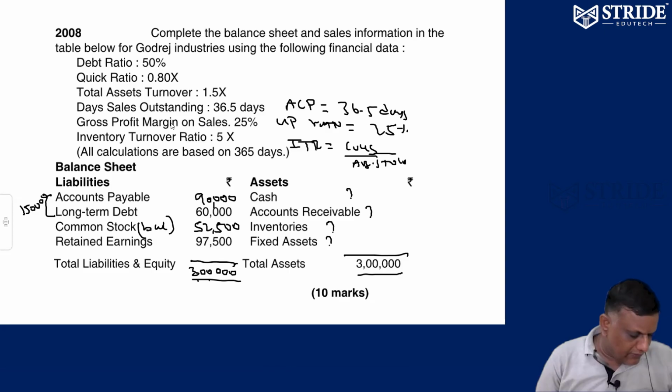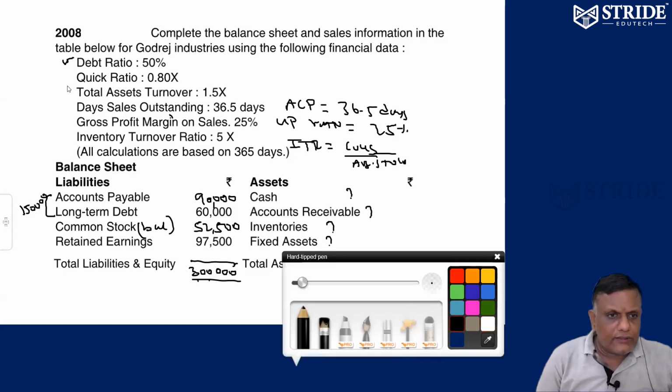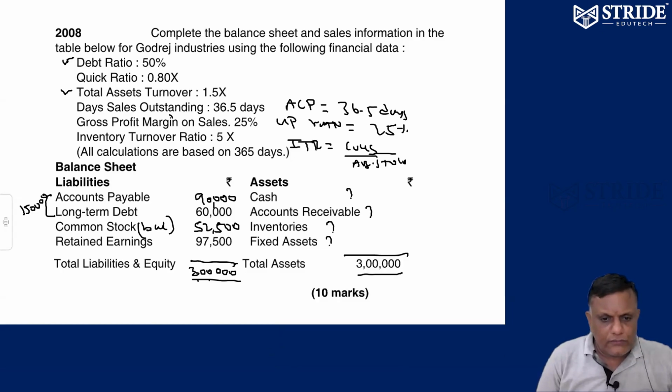Okay, let's see one by one. Let's start with the total asset turnover ratio. We use this one so far, and next ratios we will slowly apply. Okay, let's start with the total asset turnover ratio. I'm going to apply this ratio.